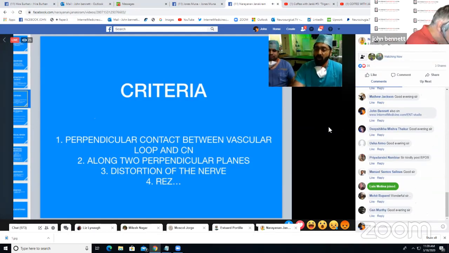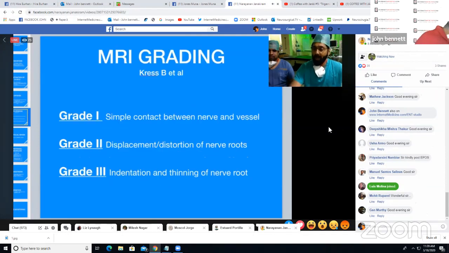And number 4, you should have it at the root entry zone. That's called the REZ. So it's called the root entry zone. Okay, so MRI grading according to CRESS is grade 1, simple contact between the nerve and the vessel.